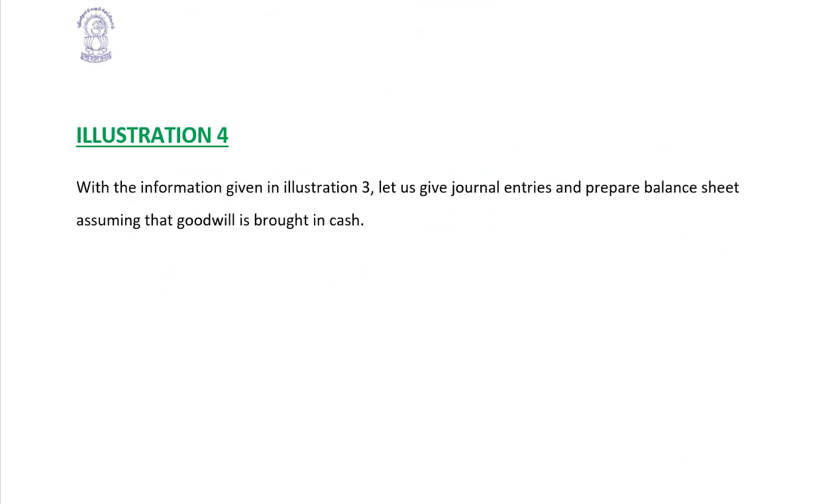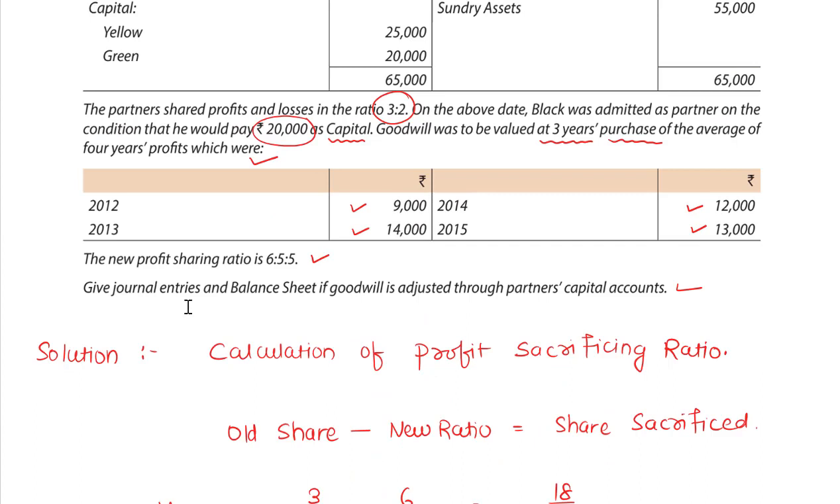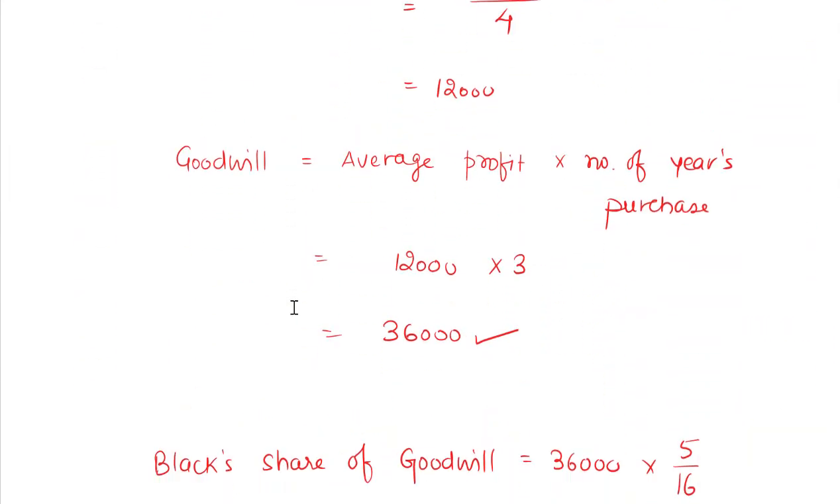Illustration 4. In the above example, with the information given in illustration 3, let us give journal entries to prepare the balance sheet, assuming that goodwill is brought in cash. In illustration 3, making of the balance sheet is pending. So we'll make the balance sheet of illustration 3 first and then we'll move to illustration 4. Balance sheet which is required in illustration 3.